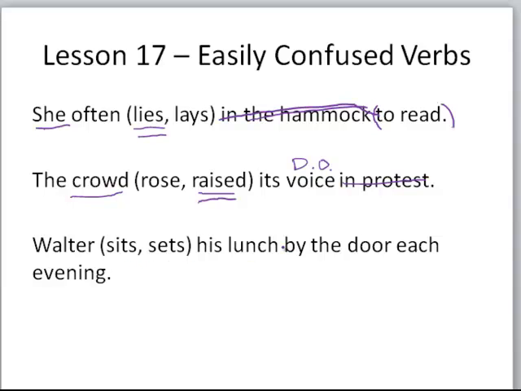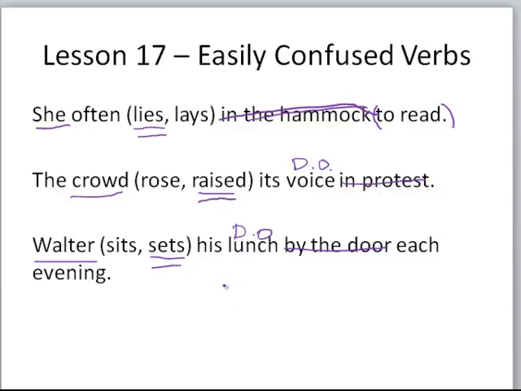We have a prepositional phrase, and we have Walter, subject, and he sits or he sets his lunch. Well, it looks like we do have a direct object right here. And is he resting? It does not sound like he's resting. It sounds like he's putting. And that is the one that requires a direct object, which completely makes sense.